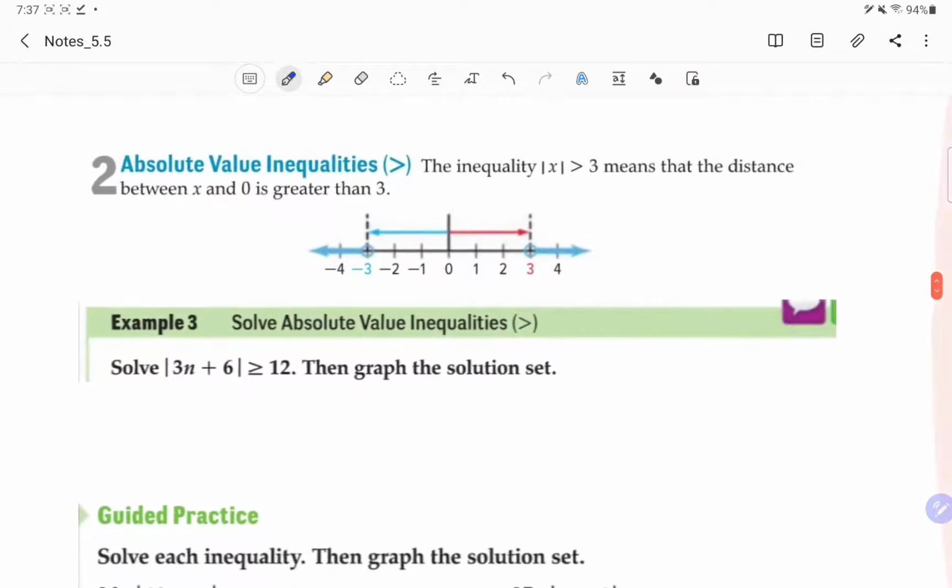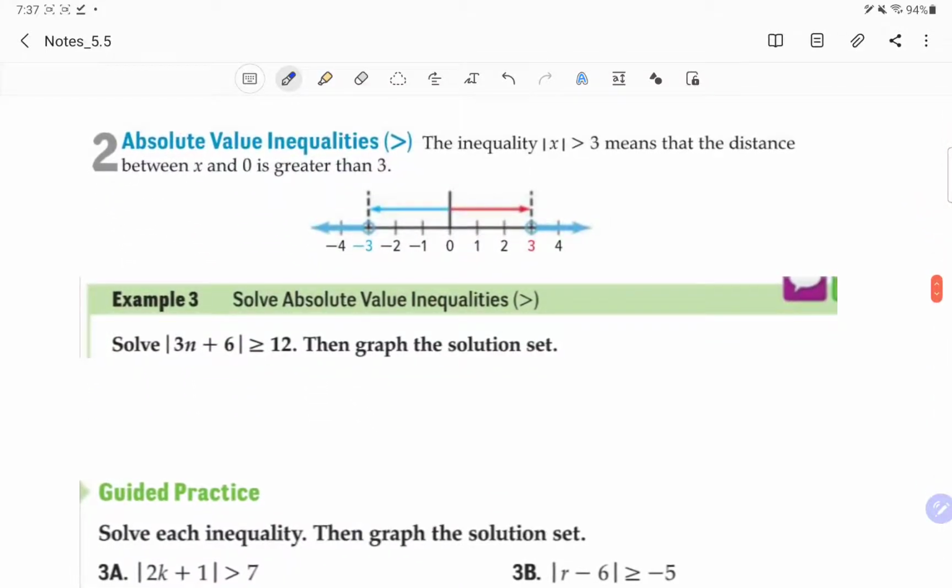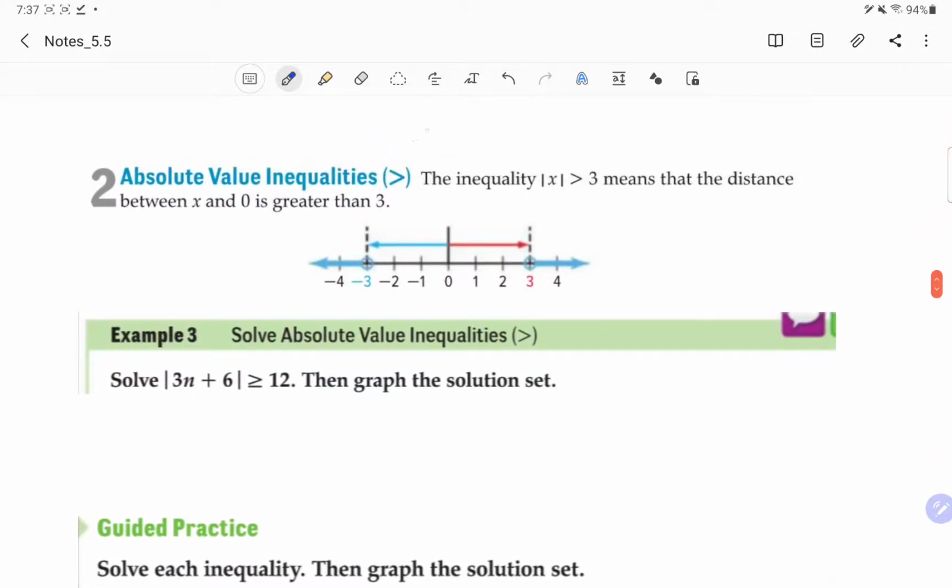If we look at these problems here, now we're done looking at a less than symbol. We're looking at a greater than symbol. With absolute value of a greater than symbol, that means you have an or situation. So that means the arrows are going to be pointing away from each other.